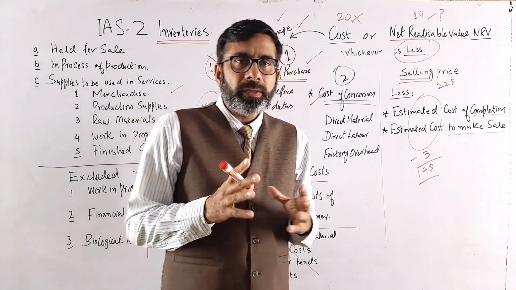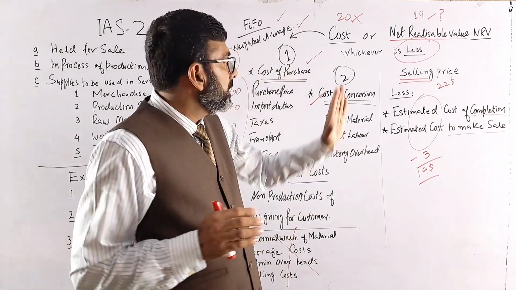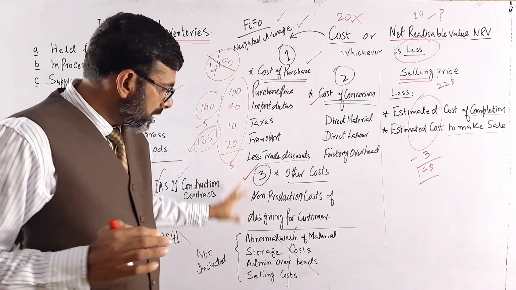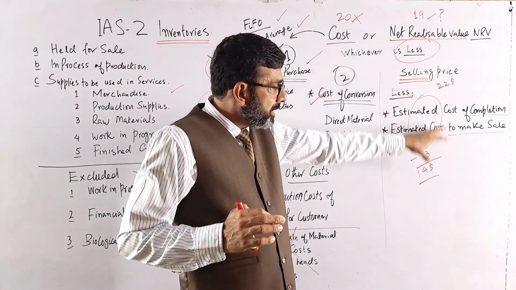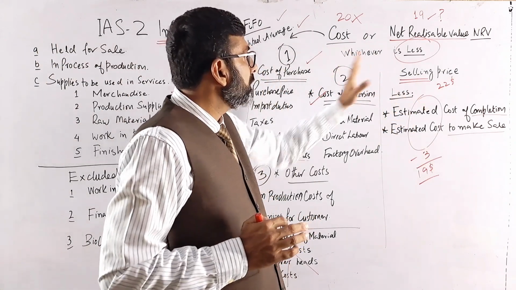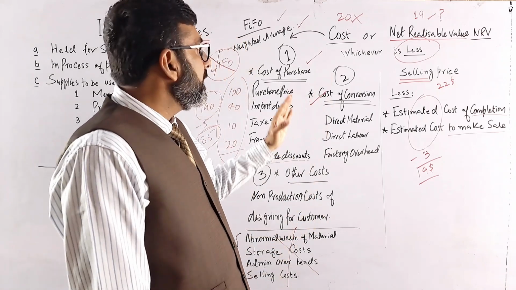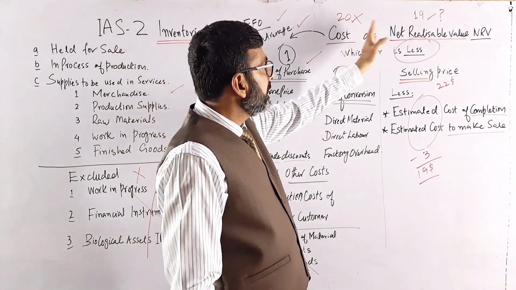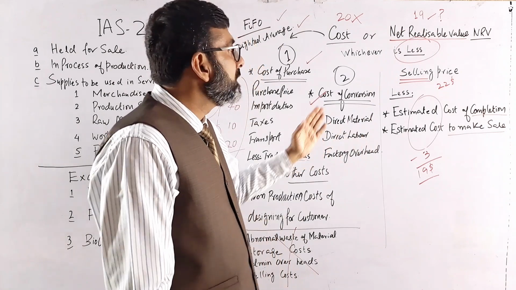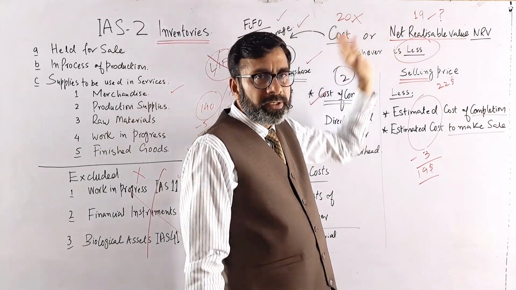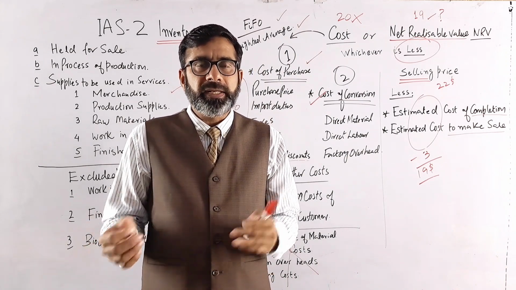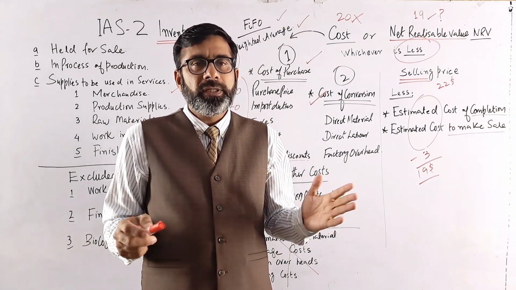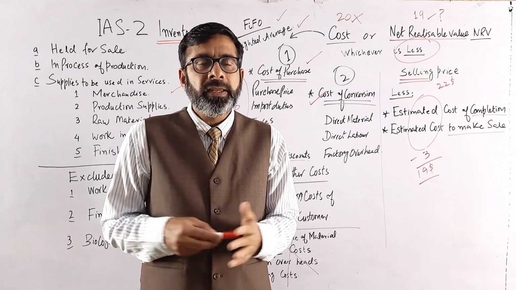Then the business has to compare what was the cost considering all these factors and what is the net realizable value considering all these factors. If the cost is 20 and the net realizable value is 19, whichever is less, they will write it at 19 in the income statement as closing stock, and also in the statement of financial position as a current asset.